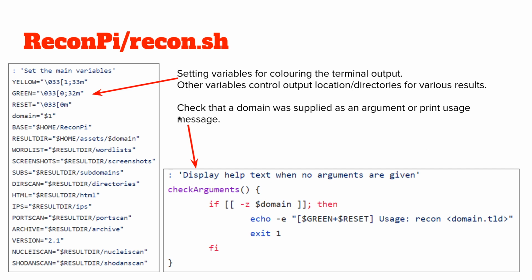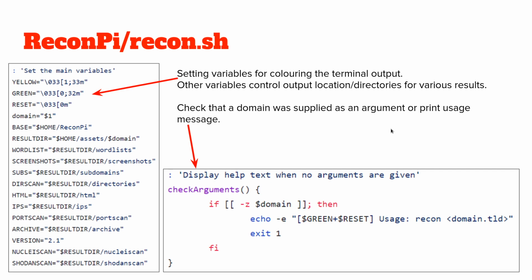So initially it sets a bunch of variables. These ones here are actually used for resetting the terminal and coloring terminal output, which is always really handy because some of these things can be annoying to write into scripts. So having them in variables is really easy. And then the rest of the variables are essentially directory locations where results will be stored for the various applications that are installed.